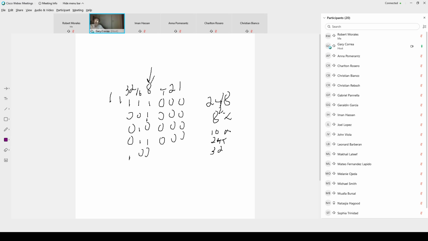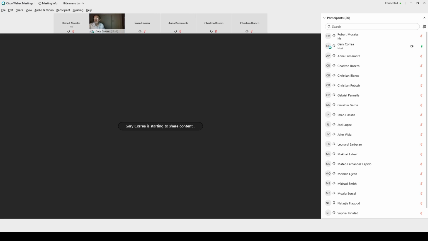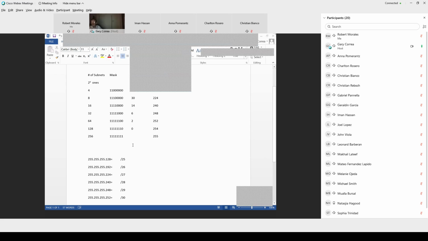Still, having said that, the VLSM sheet that we went over, you still want to memorize that sheet. You do want to have that sheet memorized, and you do want to understand that sheet. Okay? So there's your sheet again, and that's the sheet you want to memorize.